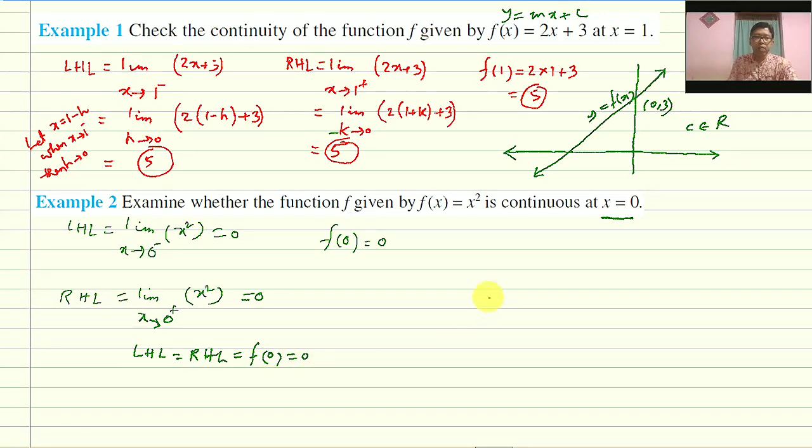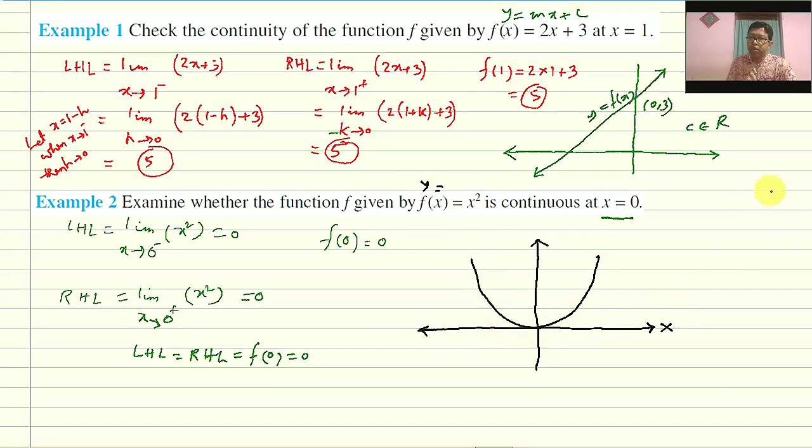Now I want to draw this function, then it will be clear to you. In class 11 standard, you know the curve of this function: y is equal to x square. This is f(x) is equal to x square, means y is equal to x square. Obviously, you know this is a parabola. So you draw this parabola and observe carefully the LHL at x is equal to 0. This point will be your LHL, and this is again your RHL, and this is the value of the function at x is equal to 0. All coincide at this point.